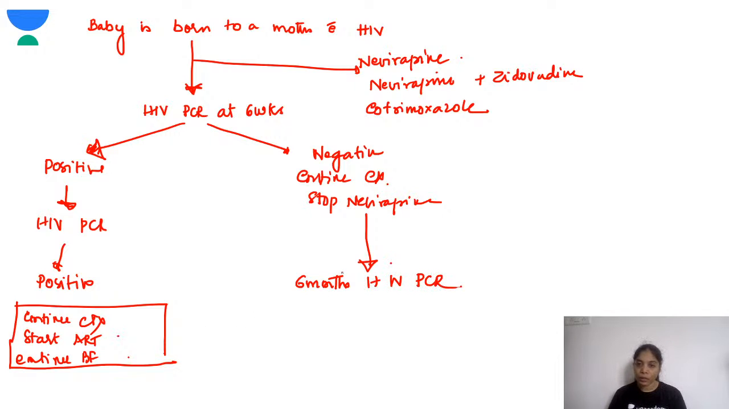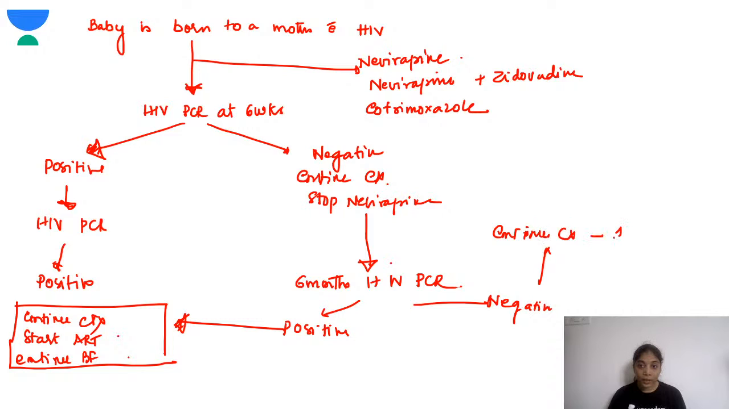Okay, now if the child becomes symptomatic and if it is positive, you start on antiretroviral therapy. If it is negative, okay, you continue cotrimoxazole for 1 year and then gradually stop. Okay, then at 18 months you get an HIV antibody test to confirm properly that this child has no congenital HIV.